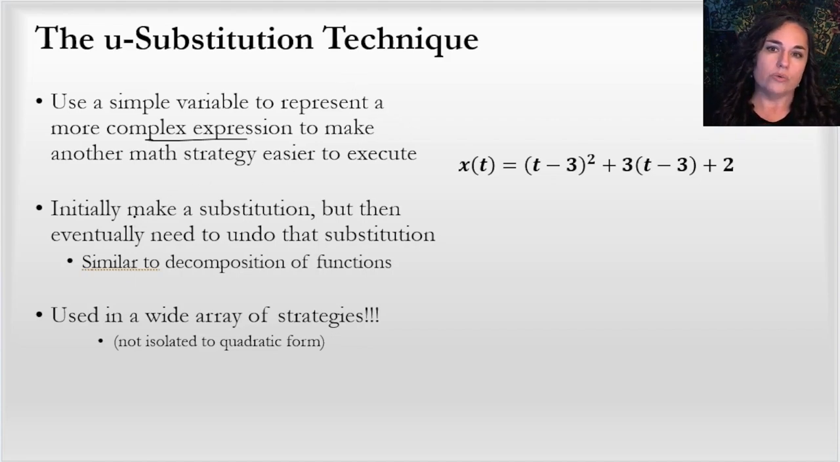English? So what we're going to do is initially make a substitution, but then eventually need to undo that substitution. That's the general idea of a u-substitution: we initially make a substitution, do another math strategy, and then undo our substitution. It's similar to decomposition of functions. You've done composition of functions in a prior lesson, right? We looked at decomposition of functions, and we're going to use that same skill for u-substitution.